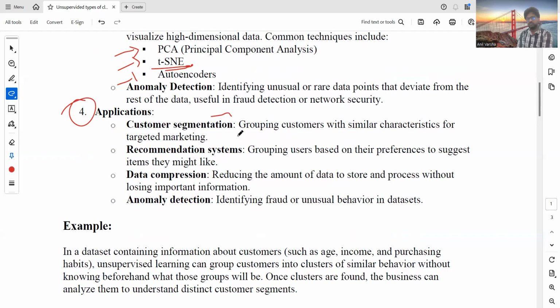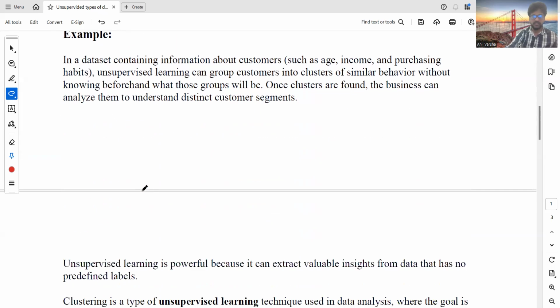Recommendation systems such as YouTube or Instagram are going to suggest only the relevant videos to the relevant customers. Okay. And the next thing is data compression. For data compression, we will also use anomaly detection. Also we'll use unsupervised learning.